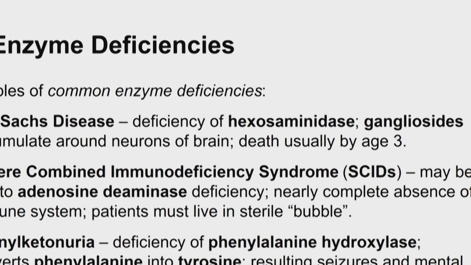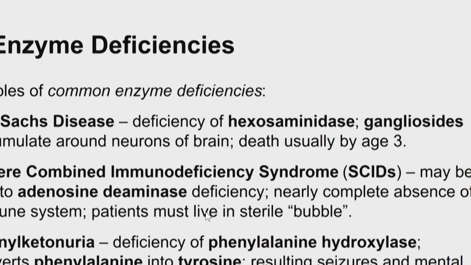And with no immune system, you have to basically live in a bubble environment, or you're going to get some type of infection, likely a virus or something like that, and it would be fatal. Then finally, our last example is probably the one you're most familiar with, and this is phenylketonuria.